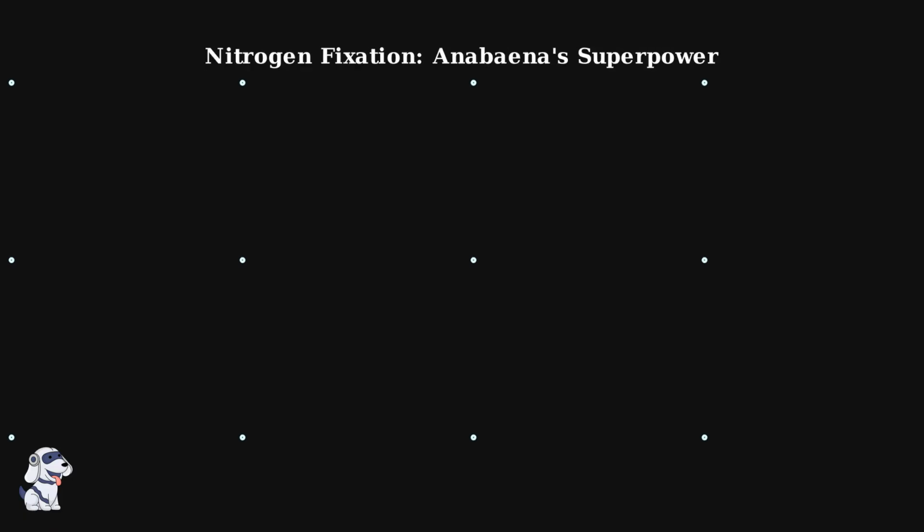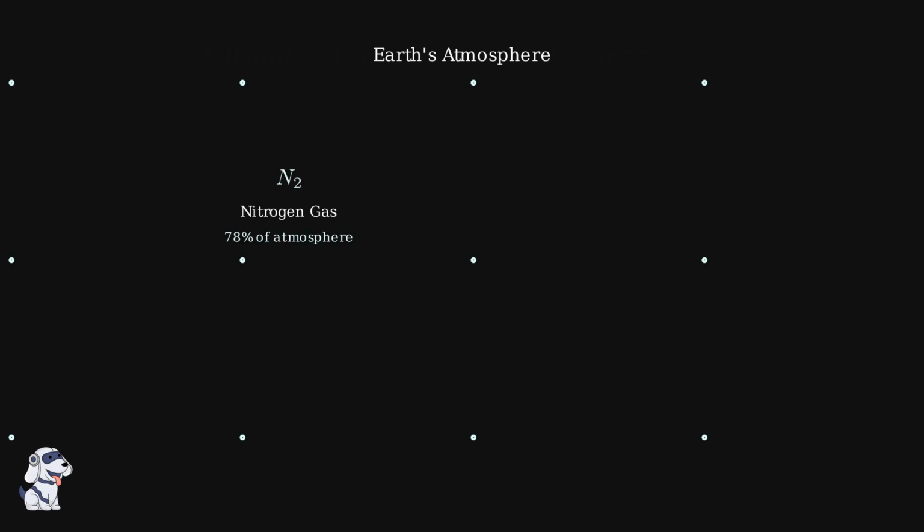One of the most remarkable abilities of Anabaena is nitrogen fixation. This process is truly a biological superpower that makes life on Earth possible. To understand why nitrogen fixation is so important, we need to understand a fundamental problem in nature. Nitrogen is everywhere. It makes up about 78% of our atmosphere. But here's the problem. Most plants and animals cannot use this atmospheric nitrogen gas directly.